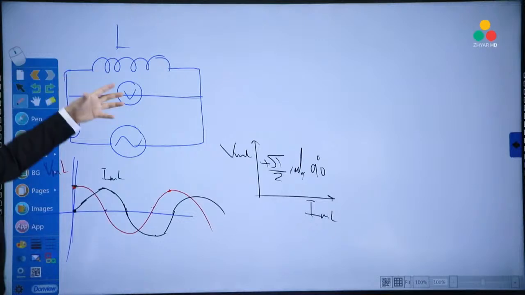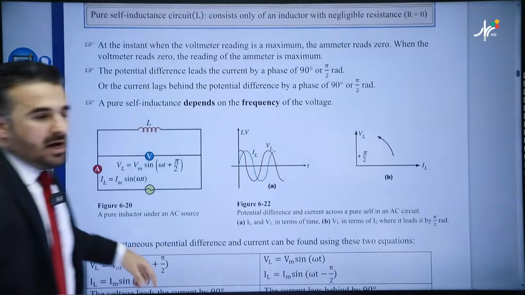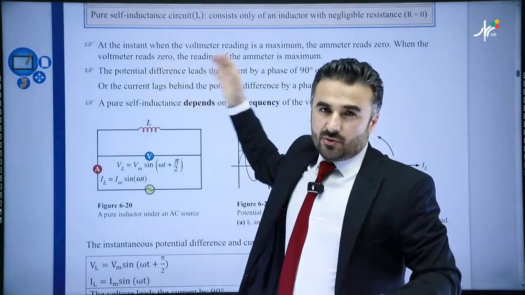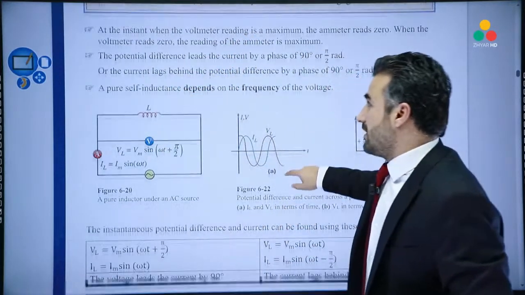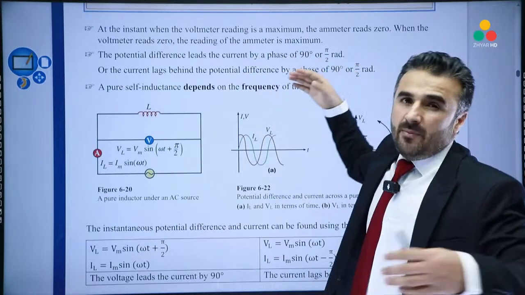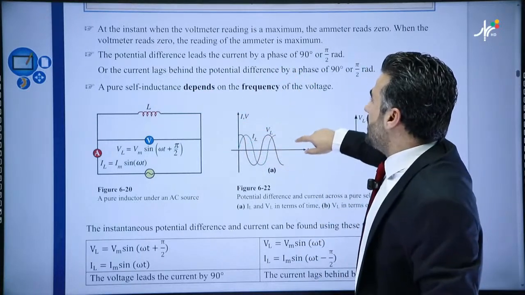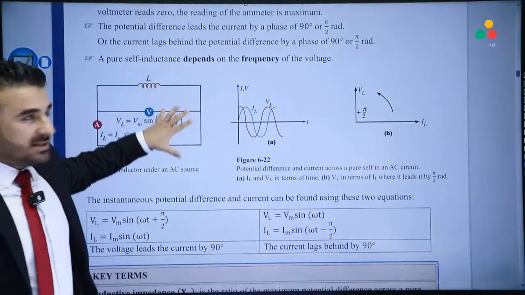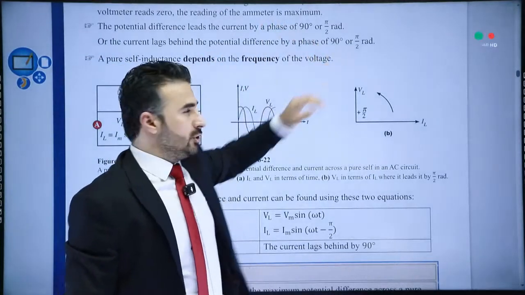So remember this. We're going to take a look at a few tips, and we'll come back to this to continue with the resistance, because this self-inductance, this inductor, provides a resistance, and we're going to talk about how this resistance can be found. So the first one: at an instant when the voltmeter is reading maximum, the ammeter reads 0, and when the ammeter reads maximum, the voltmeter becomes 0, and vice versa. Based on this, we can say the potential difference leads the current by a phase of 90 degrees or pi over 2 radian.